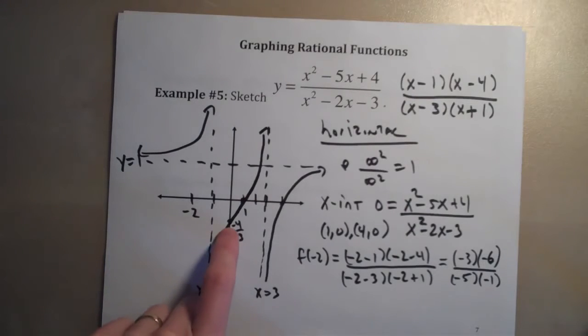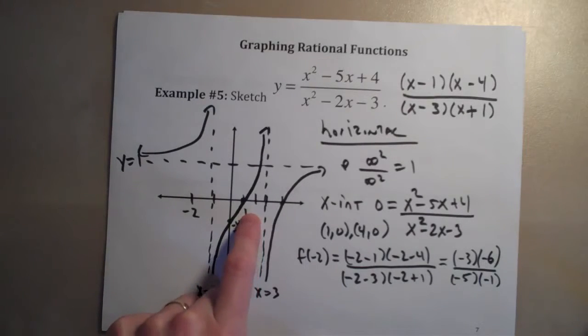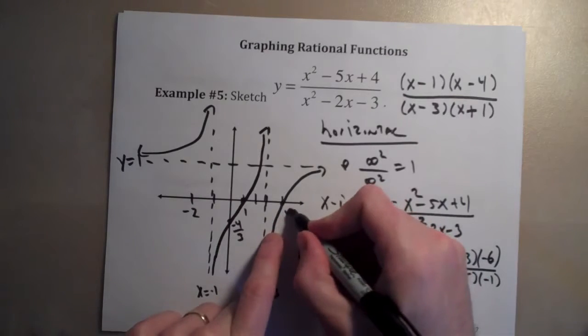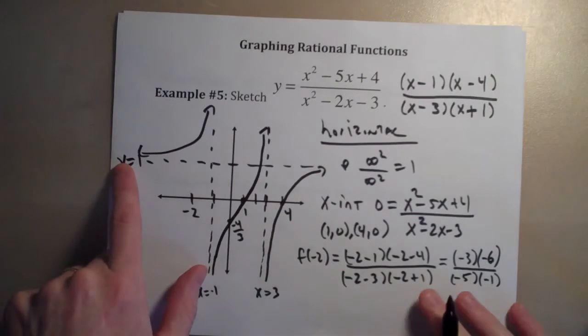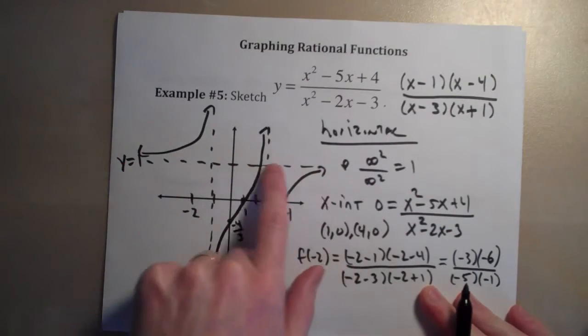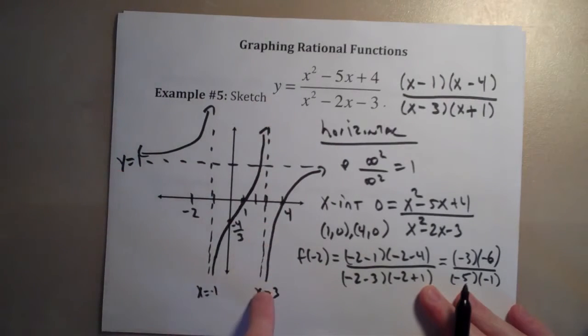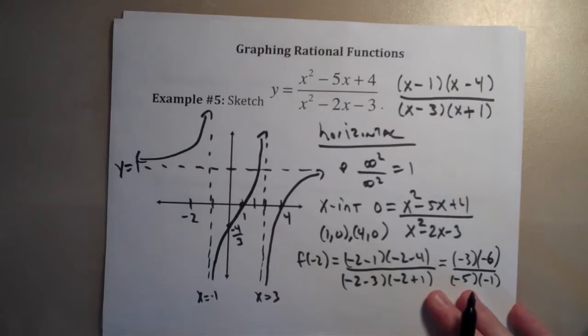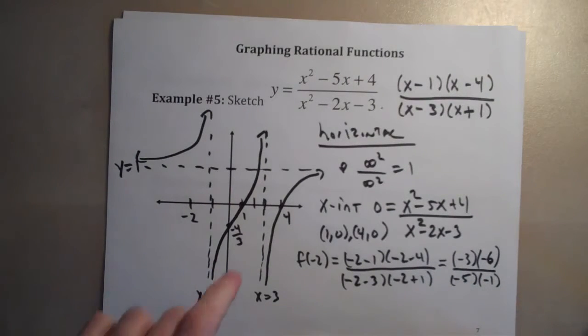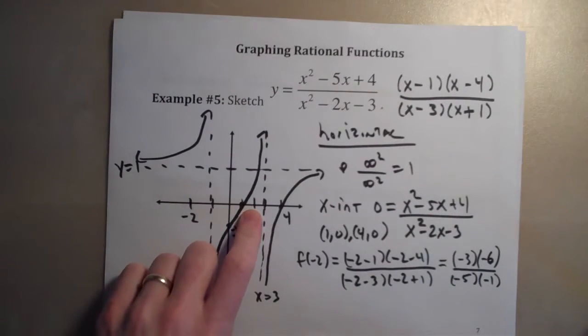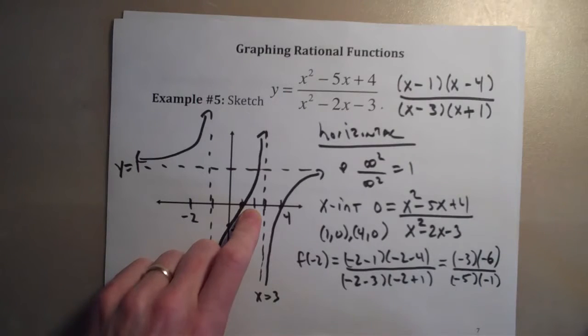Okay? Y-intercept -4/3, x-intercept of 1. Remember, there's an x-intercept here of 4. There's a horizontal asymptote at y = 1. There's a vertical asymptote at 3. There's a vertical asymptote at -1. And if you weren't confident, just for fun, 19.5 minutes.